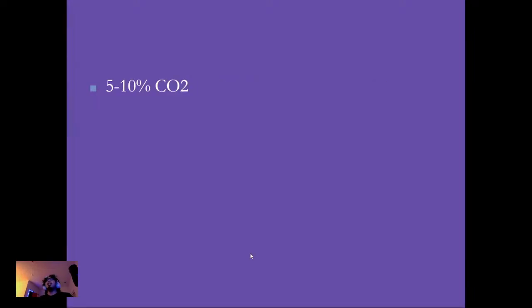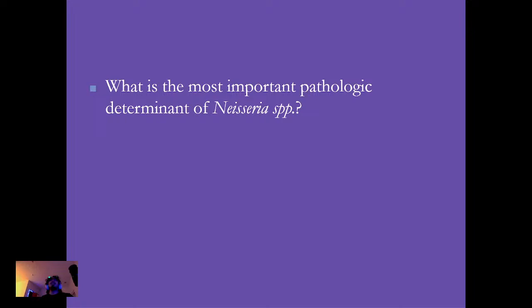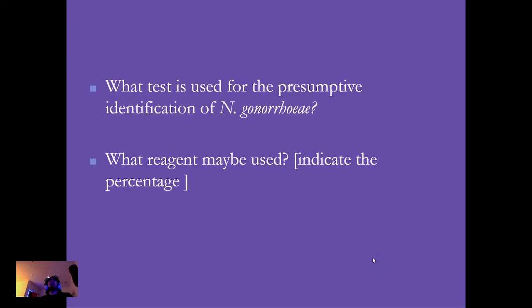Okay, 5 to 10% ang CO2 ha. Clear? Clear tayo, okay? Next, what is the most important pathologic determinant of Neisseria species? That is, what? The pili or the fimbriae. Okay? The pili or the fimbriae. Alright? Next. Next na tayo, class.